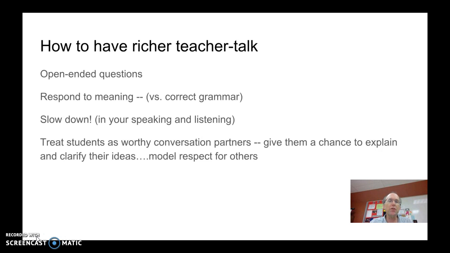And finally, treating students as worthy conversation partners. So give them a chance to explain and clarify their ideas, model respect for others. So don't just cut them off or go to the next person and say, oh, that's wrong, this is the right answer, and then move on. That is not the right model there.